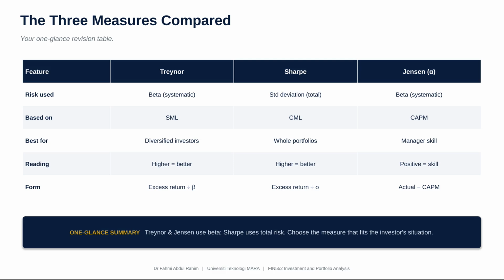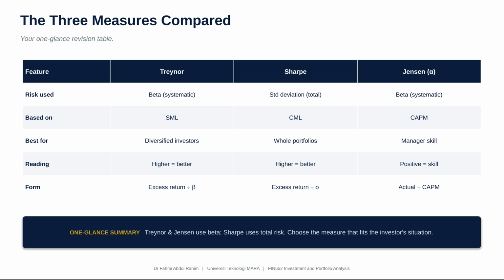Here is your one-glance revision table comparing the three measures, the slide to photograph before the exam. Read down each column. The risk used, Treynor uses beta, the systematic risk, Sharpe uses the standard deviation, the total risk, and Jensen uses beta as well. What they are based on, Treynor on the security market line, Sharpe on the capital market line, and Jensen on the CAPM equation directly.